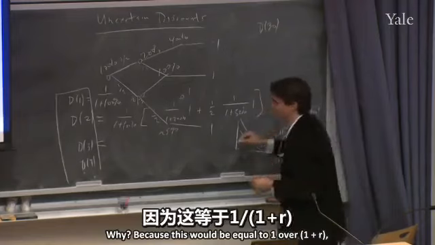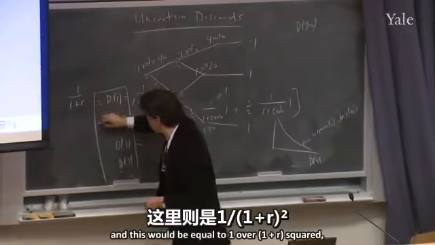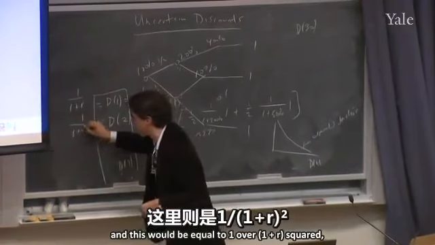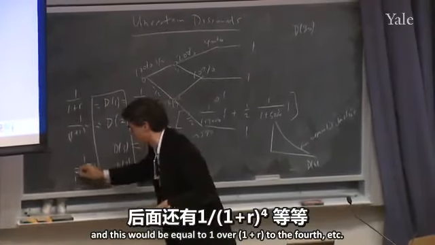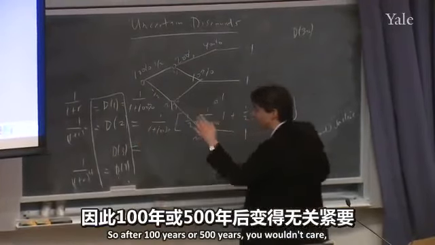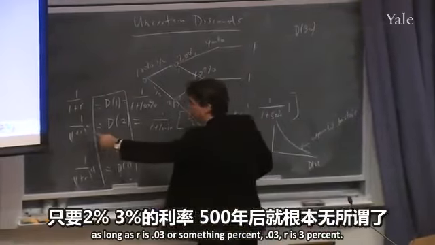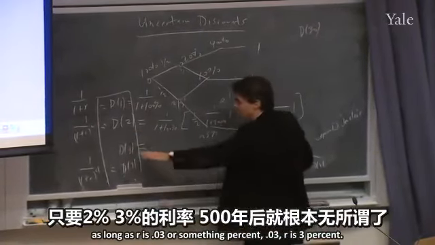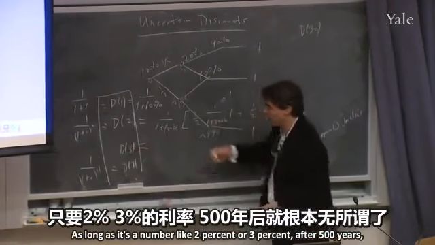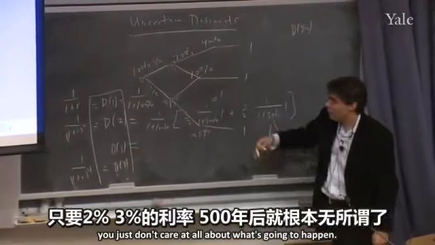Why? Because this would be equal to 1 over 1 plus r, and this would be equal to 1 over 1 plus r squared, and this would be equal to 1 over 1 plus r to the 4th, etc. So after 100 years or 500 years, you wouldn't care as long as r is like 0.03 or something. r is 3%. As long as it's a number like 2% or 3%, after 500 years, you just don't care at all about what's going to happen.